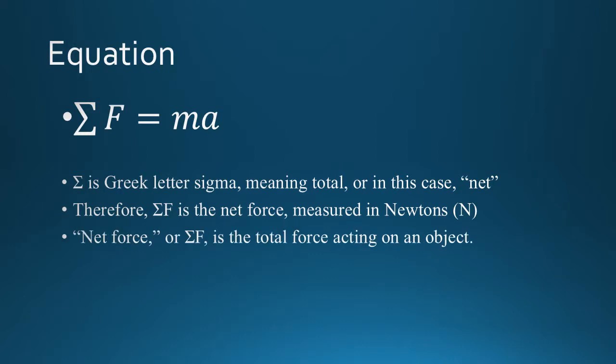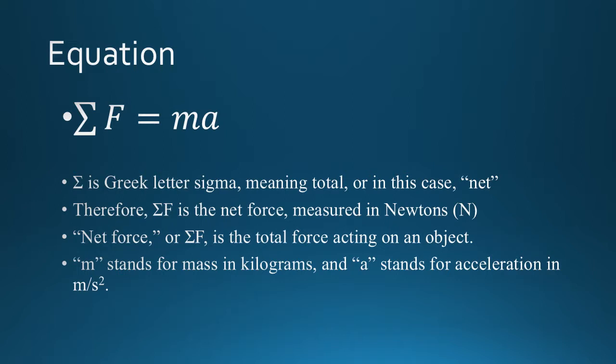Either way, they're the total amount of force acting on an object. More to come on net force in a couple slides. But the M stands for mass, measured in kilograms, and the A stands for acceleration, measured in meters per squared second, just like we've been doing.